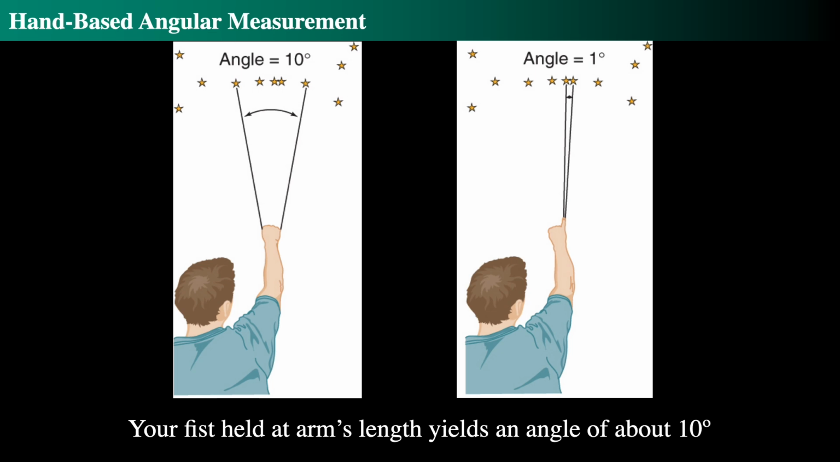For smaller angular measurements, we can use our pinky held at arm's length. You close one eye, hold your pinky at arm's length, and if there are 2 stars, one on the right-hand side of your pinky and one on the left-hand side of your pinky, then they're separated by about a degree. Again, your fist acts as a 10-degree measure. Your little finger is about 1 degree across.